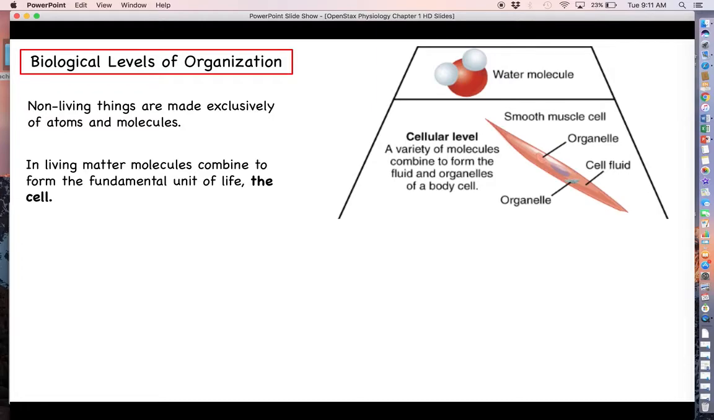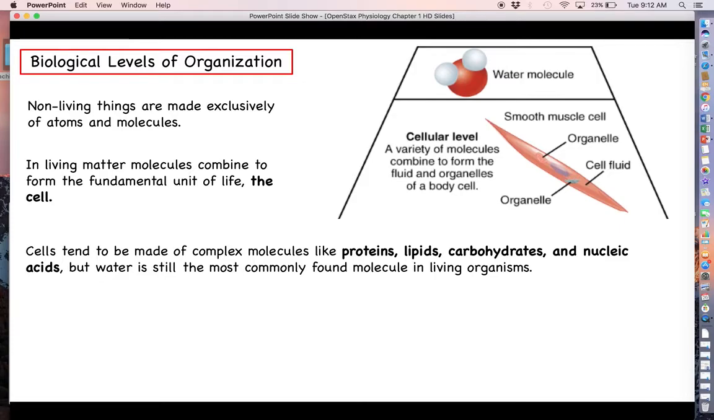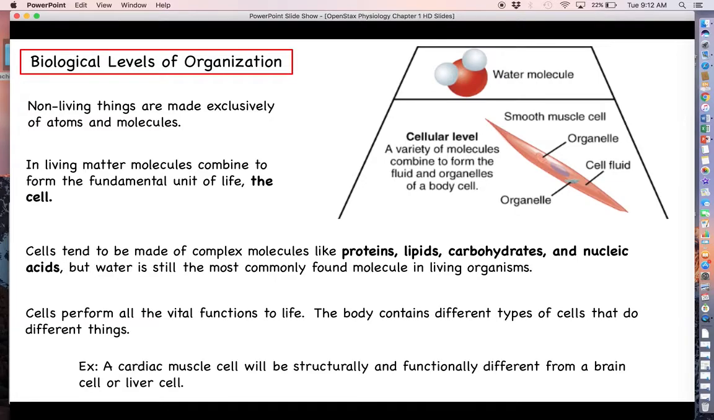So in living matter, molecules will combine to form the fundamental unit of life, the cell. As I was just implying on the previous slide, cells tend to be made up of very complex types of molecules, things like proteins, lipids, carbohydrates like glucose, nucleic acids like DNA and RNA. Again, we'll discuss those at the end of chapter 2, but still, an inorganic molecule like water is going to be the most commonly found molecule in living organisms and in cells.